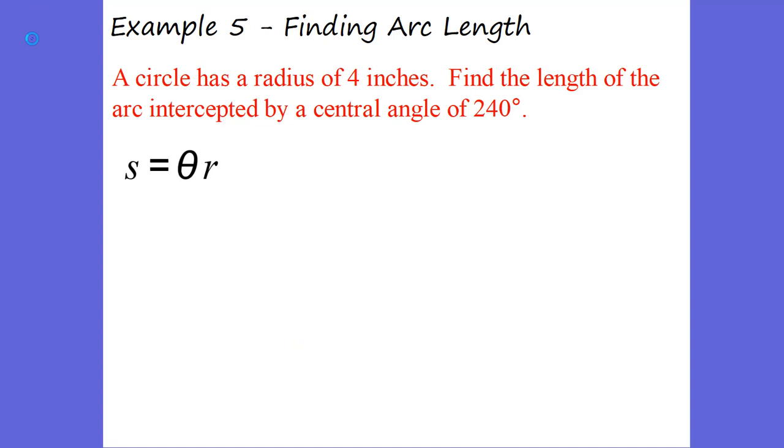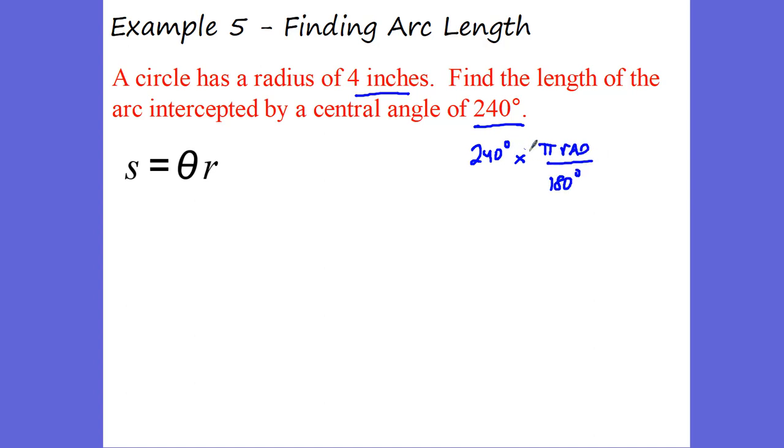Okay, so how are we going to find what we call arc length? Well, our central angle is 240 degrees. And we have this equation: arc length is equal to angle times radius. We know our radius is 4 inches. Okay, but remember, this angle must be in radians. So we have 240 degrees. We're going to multiply by pi radians over 180 degrees.